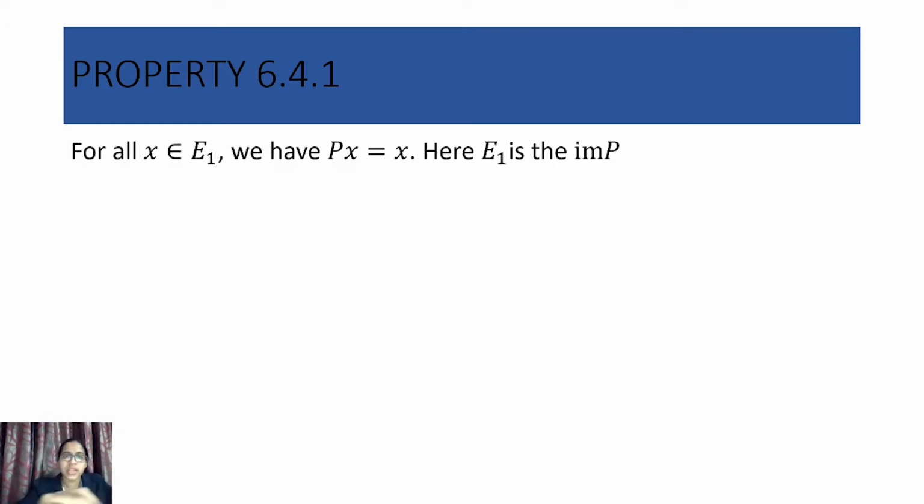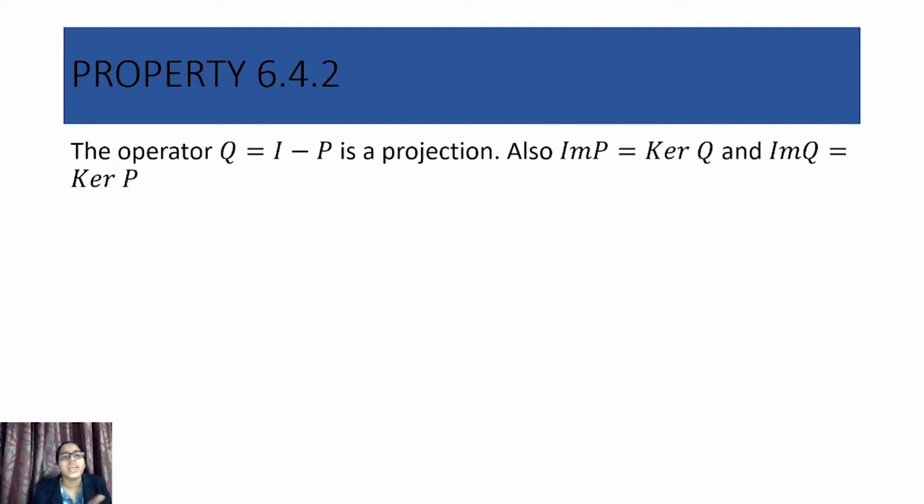Now we shall discuss the next property. It is about another projection: with the help of P we can form another projection, that is Q equal to I minus P will also be a projection. If P is a projection, then Q equal to I minus P is also a projection, and also image of P and kernel of Q will be the same, and image of Q will be equal to kernel of P. So let's see the proof of this.